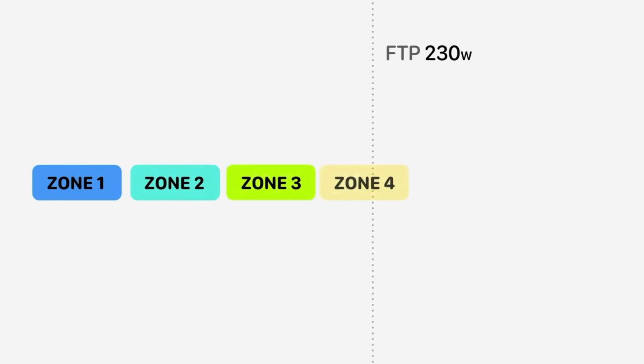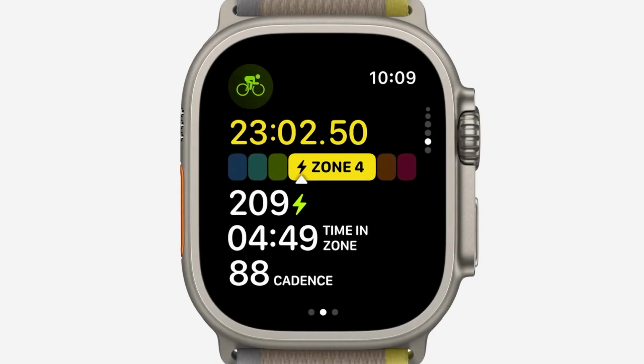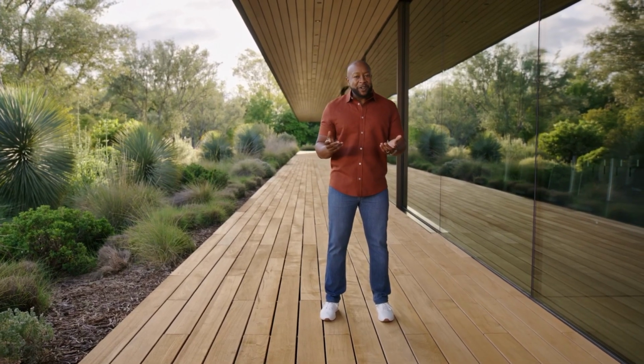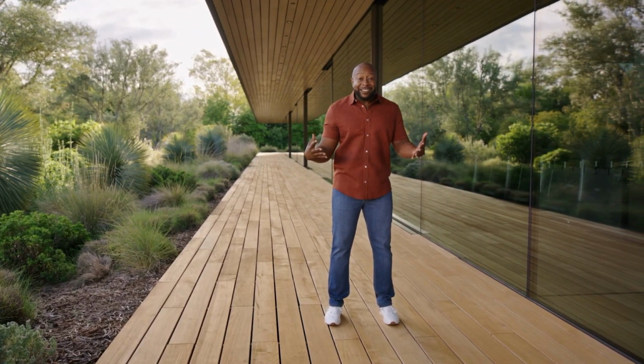And by taking a percentage of your FTP, we can provide power zones, where you can easily see which zone you're in and track how long you spend in each. It's an effective and reliable way of improving your performance on a bike. We knew that we could do even more for our entire cycling community.